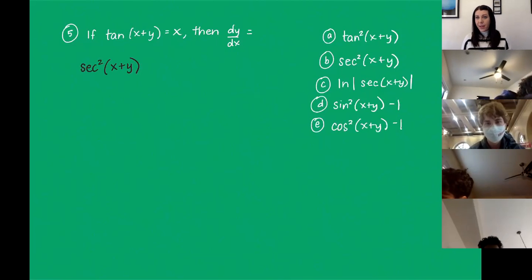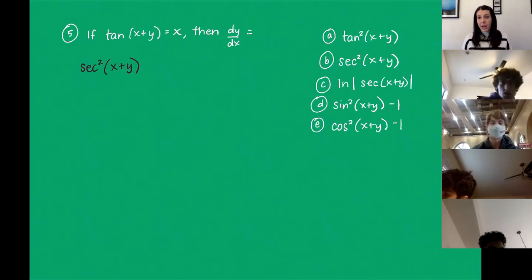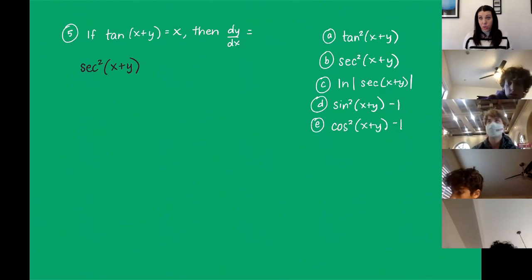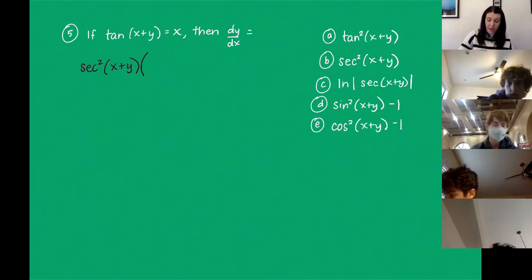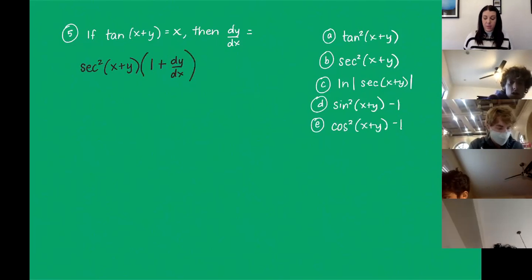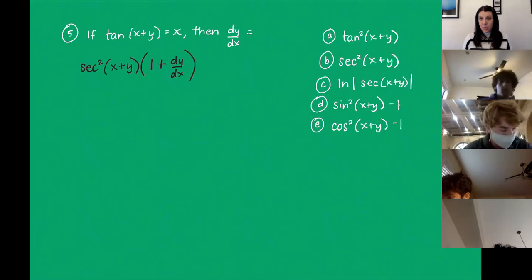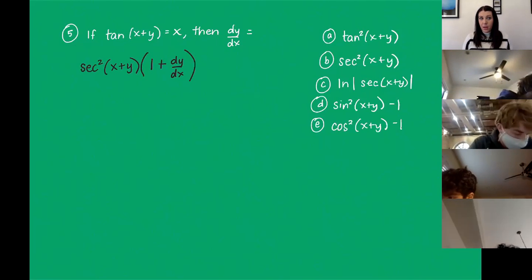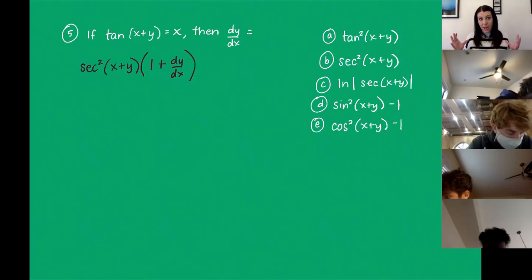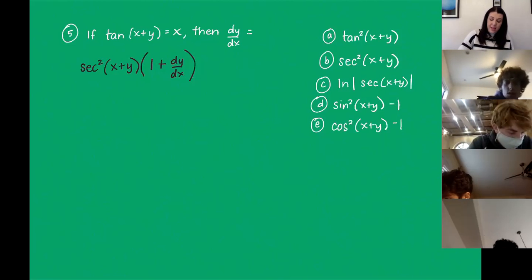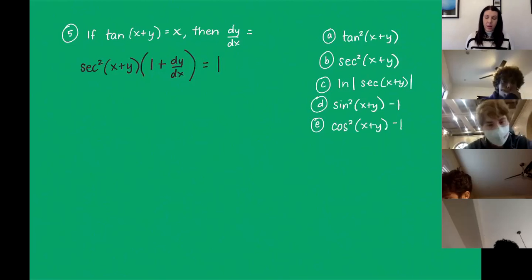You were like, well, the derivative of x is 1, so it's just dy dx that I'm multiplying by. No, the fact that the derivative of x is 1 matters. We're multiplying by 1 plus the derivative of y, which is dy dx. You actually need to multiply by that. Okay, so we have secant squared of x plus y, that's the derivative of the outside. Then we have to multiply by the derivative of the inside for our chain rule, 1 plus dy dx. Then that's equal to 1.